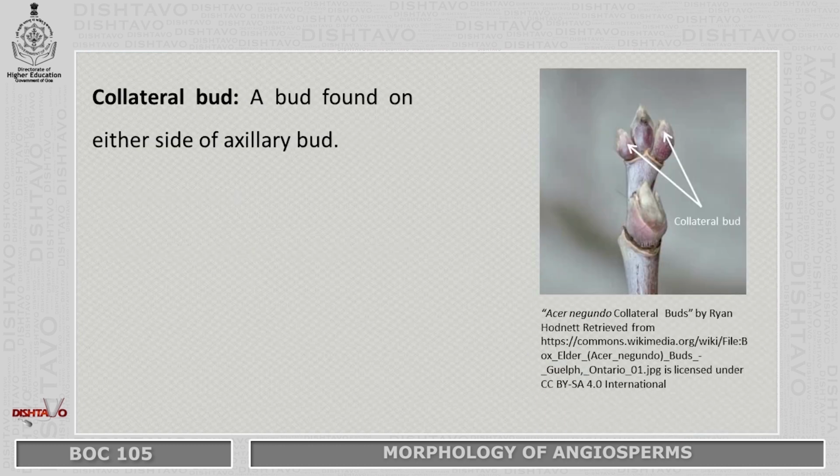Coming to the first type, collateral bud. Collateral bud is a bud found on either side of the axillary bud. In the picture you can see this in the genus Acer, where the lateral buds are found on either side of the axillary bud. Since it is found along the lateral side, it is known as collateral bud.